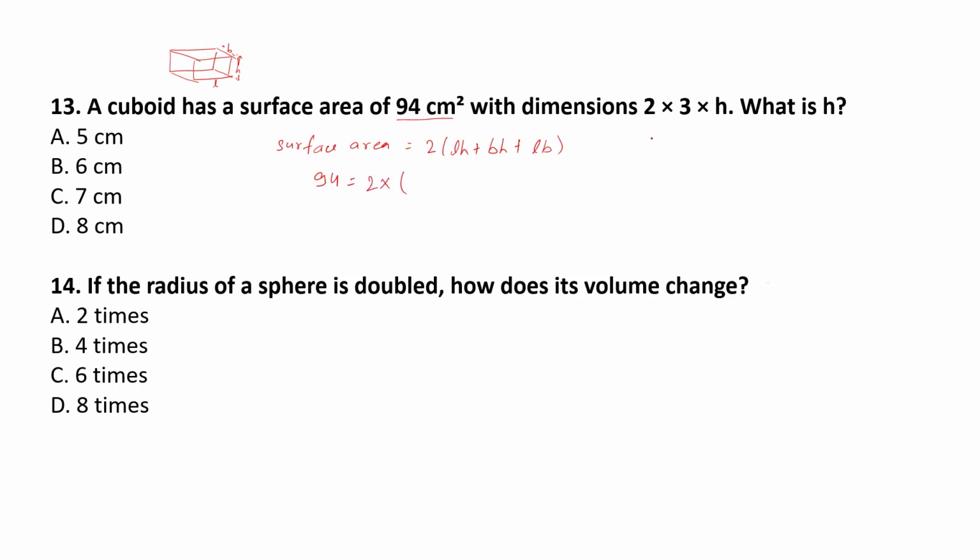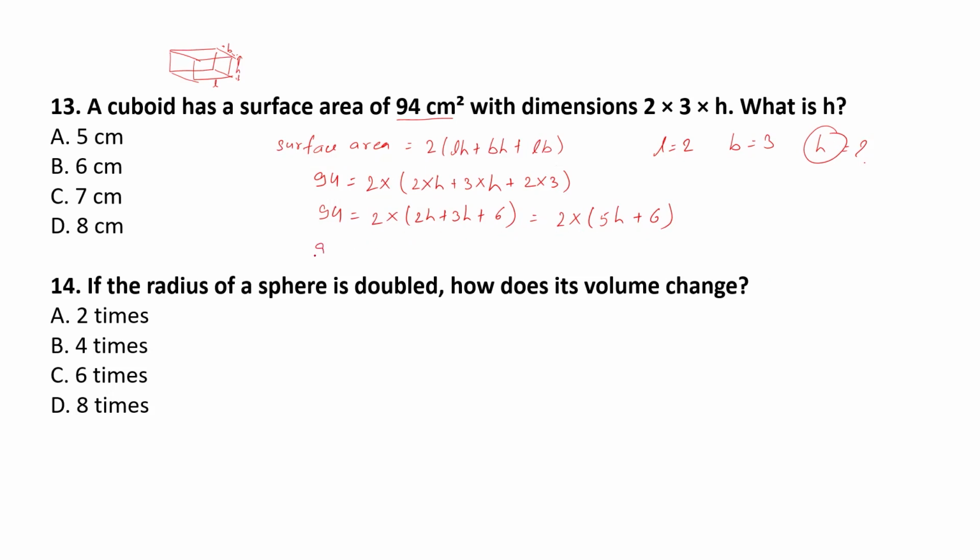Let's say L is 2 and B is 3. H is as it is. H we don't know, this we have to compute. So just substitute. Now solve this. 94 this side, 2 into (2H plus 3H plus 2 into 3 is 6), right? So this is equal to 2 into (2 plus 3 is 5H plus 6), right?